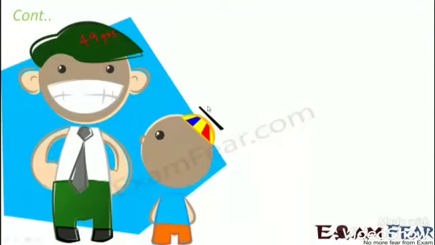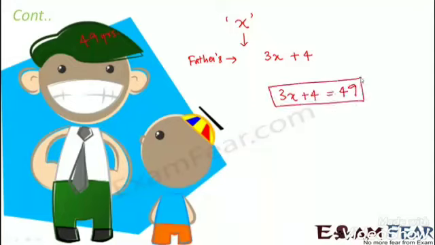So what would be the equation? The best thing to do is let your friend assume that your age is x. So assuming your age is x, what would be your father's age? Your father's age would be 3 times your age plus 4. That's what I said, right? 3 times your age plus 4 is the father's age. But actually, what is the father's age? Father's age is 49. So 3x plus 4 is equal to 49 would be the equation.